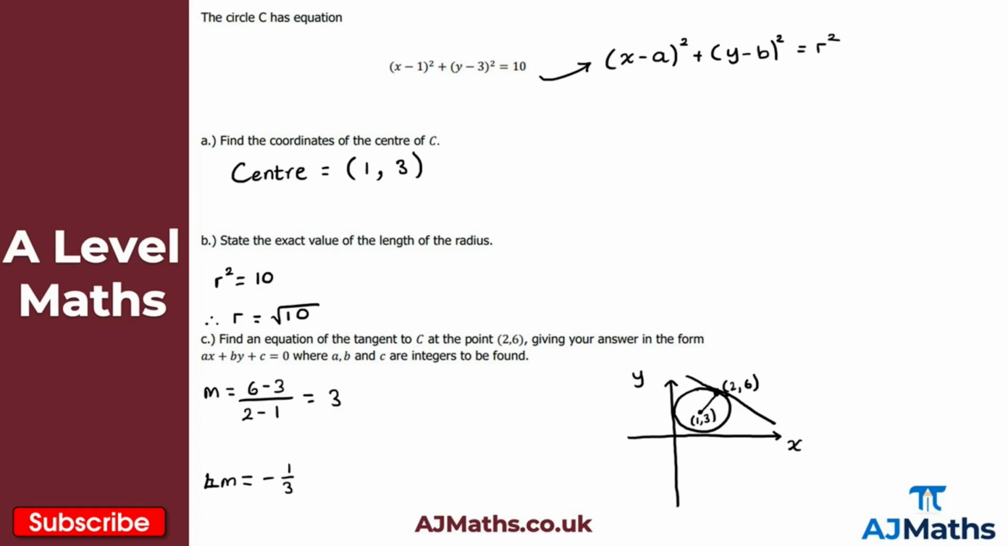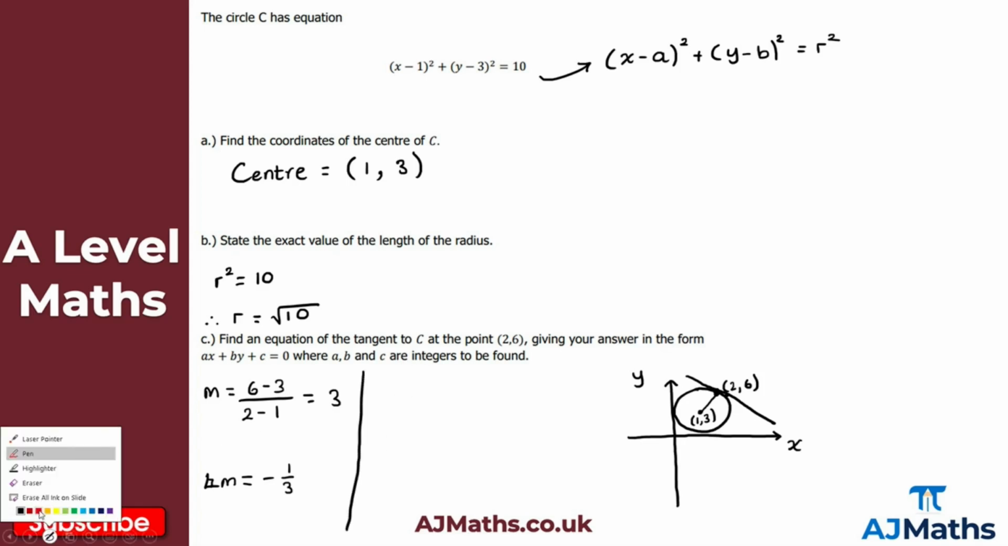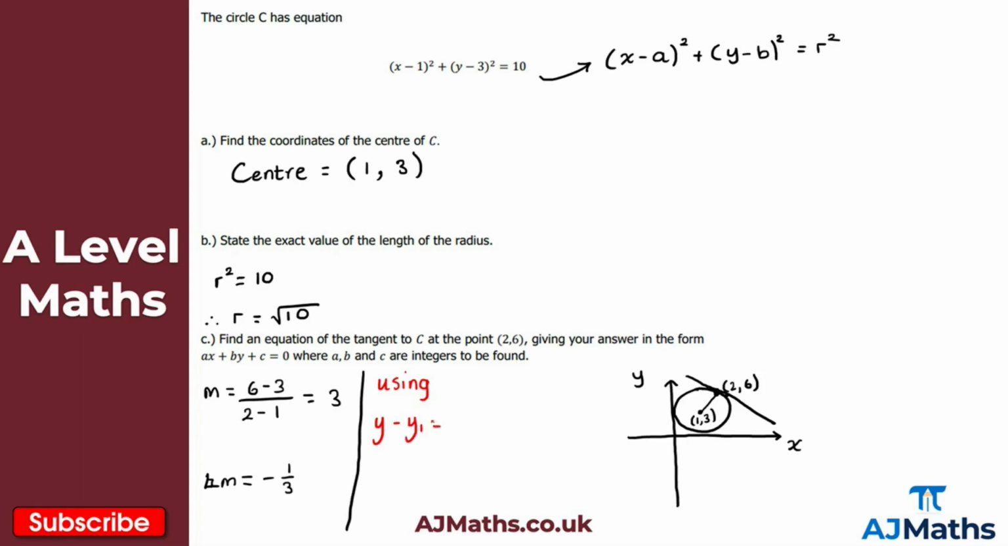So what we've got now is the gradient of this line, and we've got a point that it passes through. So in that case, we just need to use the equation of a straight line. Let me box that off. I'm going to change my pen colour just to highlight this. So using y minus y1 is equal to m lots of x minus x1. Obviously my x1 and my y1 will be the coordinates of the point this line passes through. I'm now going to do y minus 6, because my y1 is this y coordinate here.